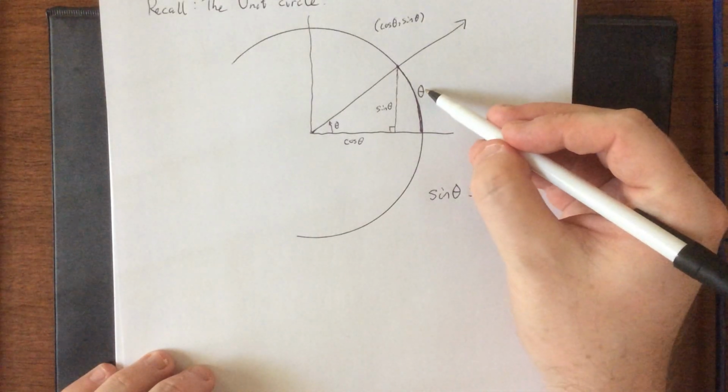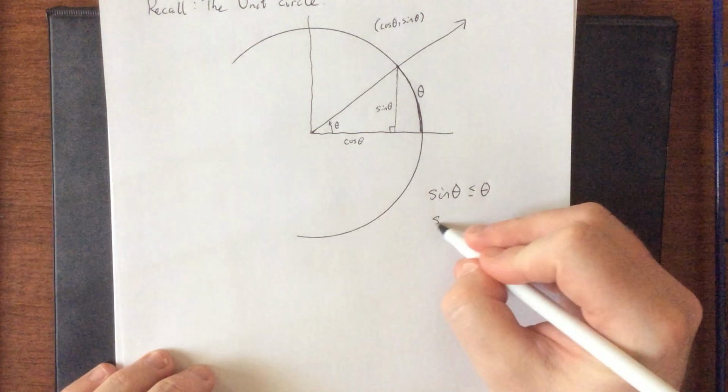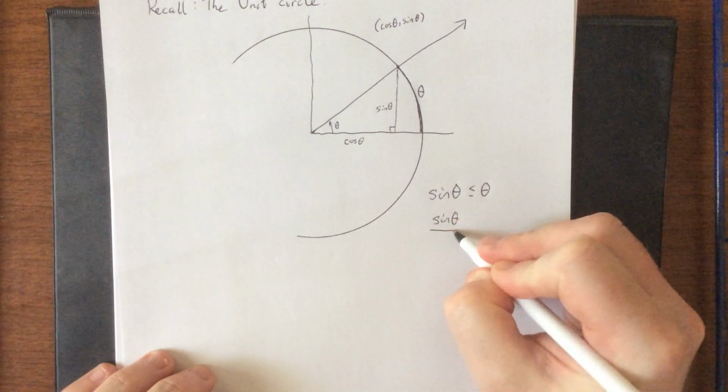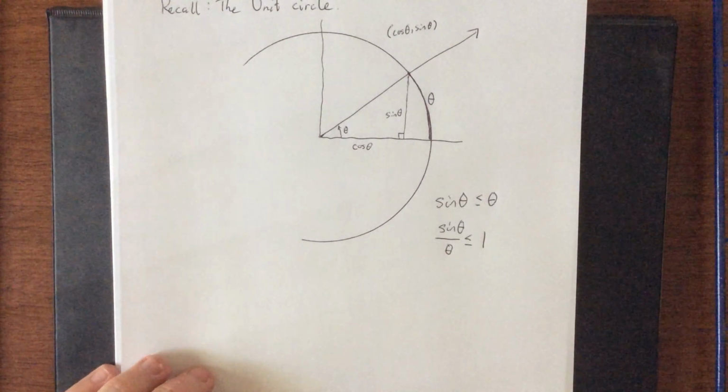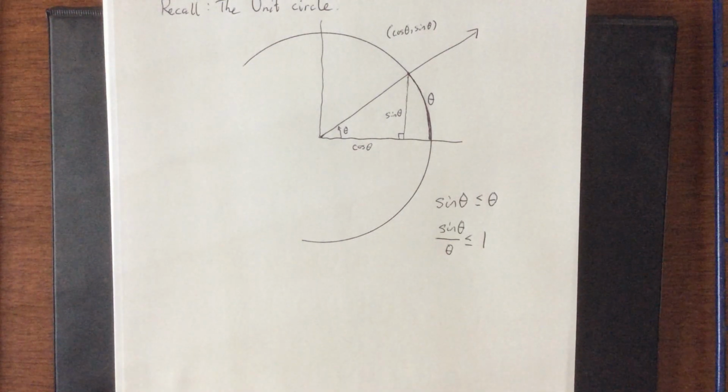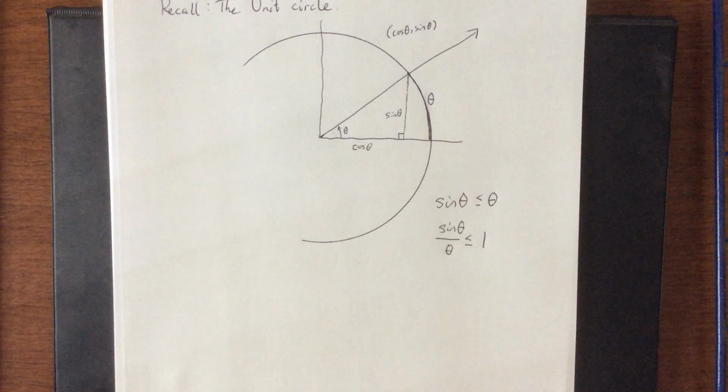Now, given that theta is positive, it'll also be true that the sine of theta divided by theta, if I divide both sides by theta, is going to be less than or equal to 1. What I'm doing is I'm setting up part of the inequality that we'll be using for the squeeze theorem.